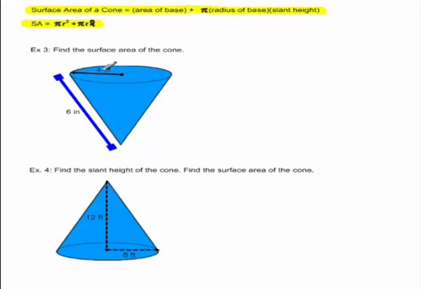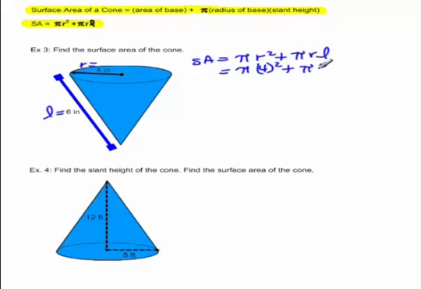In this picture, we have the radius is equal to 4, and the slant height is equal to 6. So let's write down our formula. Surface area is equal to pi r squared plus pi r L. So let's fill this in. And I always use pi all the way to the very end of the problem. So we've got pi, r is 4, so that's 4 squared plus pi times r again, which is 4, times the slant height, which is 6.